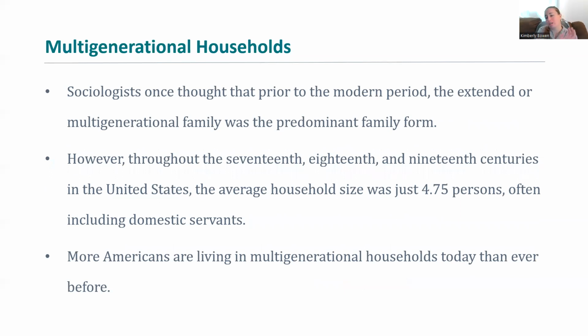So we're going to talk a little bit about how family dynamics have changed over the course of time, and really how sociologists are looking at that and the factors for which those changes have had to happen. So one thought is that prior to the modern period, the extended or multi-generational family was the predominant family form. However, through the 17th, 18th, and 19th centuries in the United States, the average household size was four to five people, often including domestic servants.